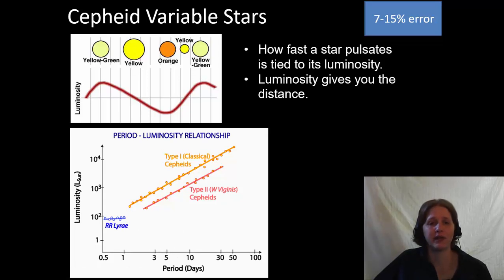So how we use this is we watch it pulsate, and maybe it took 10 days for this type 1 Cepheid to pulsate. Right? That means its luminosity is at this value, and then you take that luminosity, you put it into your inverse square law for light, and you get a distance.